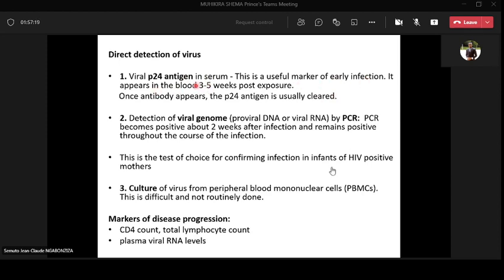It is found between 3 and 5 weeks of exposure, and once antibody appears, it is no longer present, it is cleared out. And detection of the viral genome can be done within 2 weeks, which is good, and it remains positive through the course of the infection. That is, it stays positive for viral genome all the time.